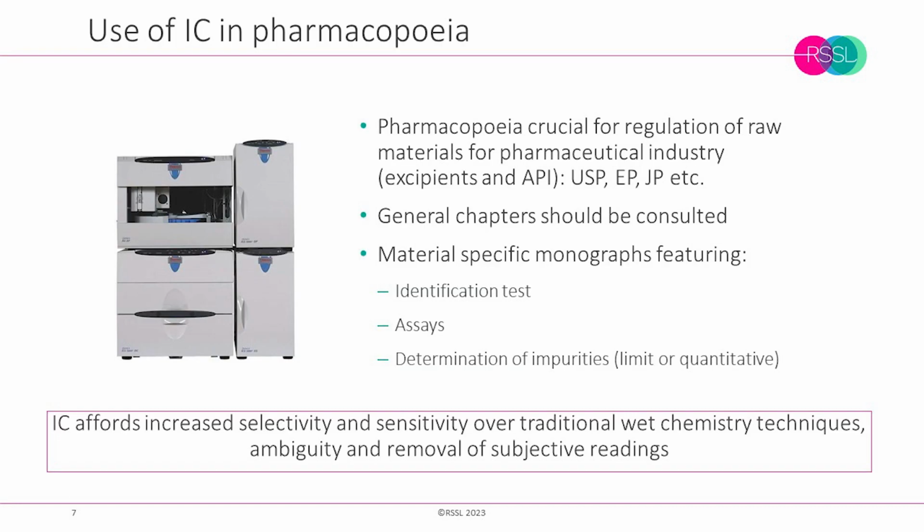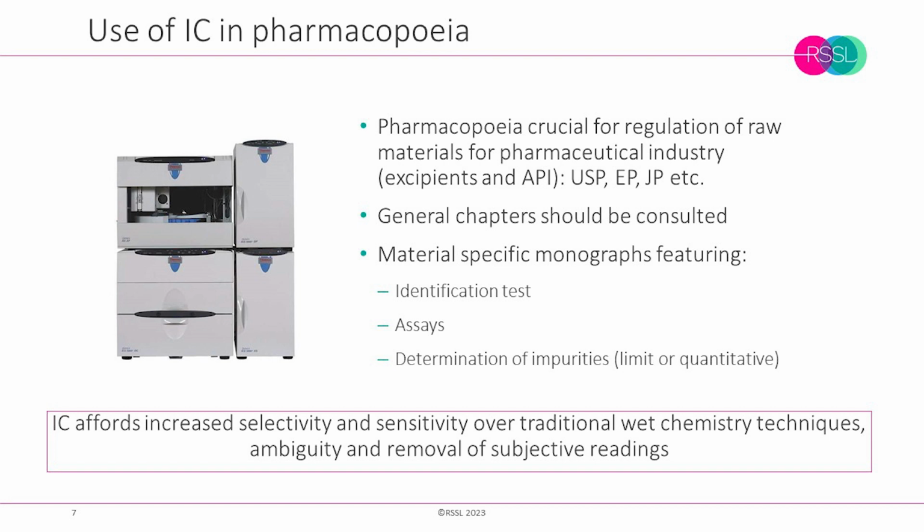The regulation of pharmaceutical ingredients and raw materials is crucial to ensuring treatment efficacy and patient safety around the globe. One of the many ways this is achieved is through the use of regional pharmacopeial testing in compliance with published methods to allow materials to be assessed against set specifications. Also, general chapters should be consulted. In addition to the above, pharmacopoeia-specific monographs for identification test, assay, and impurities are included.